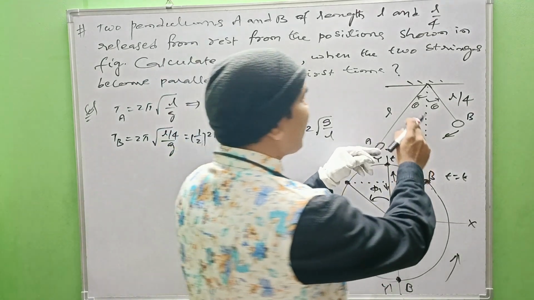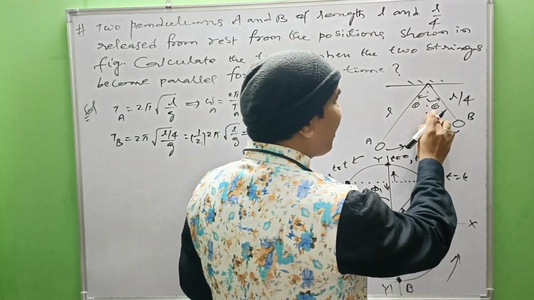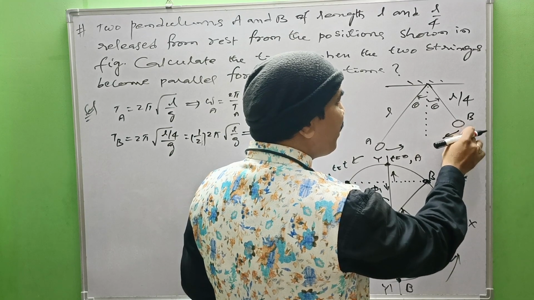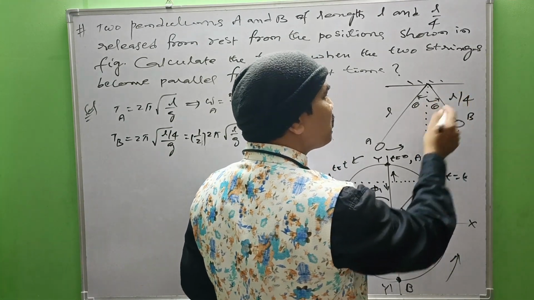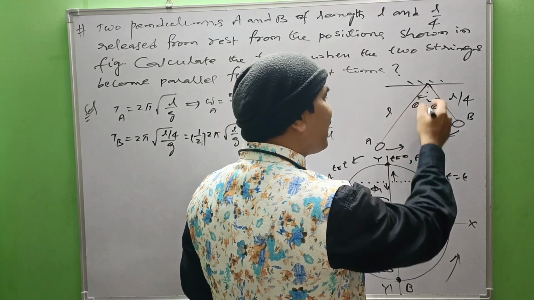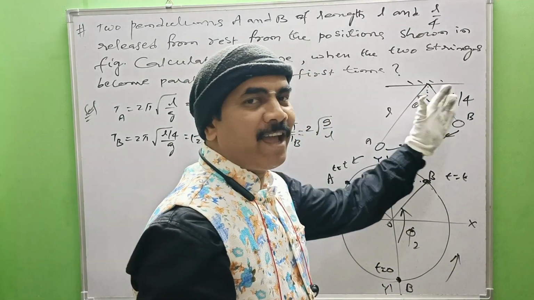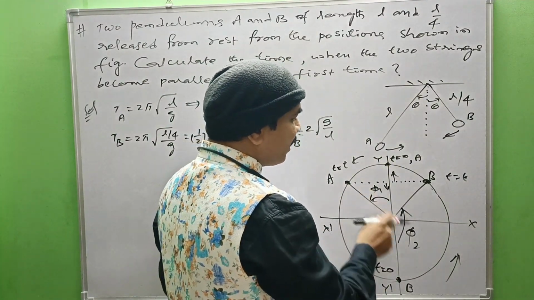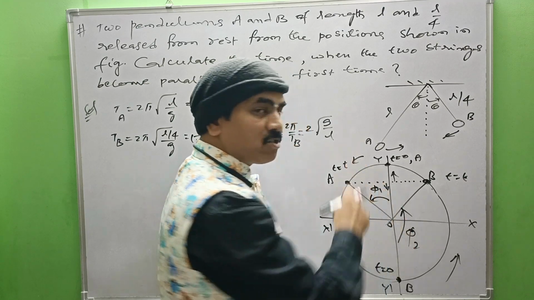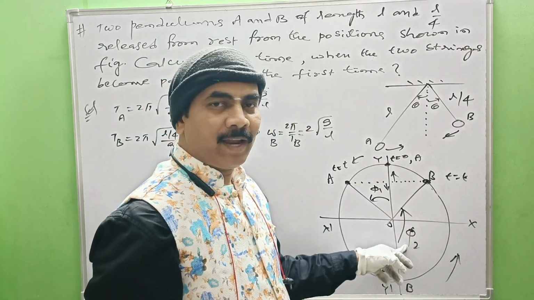Why? Because here also you can realize that. This is the vertical. With respect to the vertical, the angle made by string B is anti-clockwise. But the angle made by A with the same vertical is clockwise. So they have different senses of angle. Likewise, they have different senses of phase acquired also. If this is positive, this will be negative like that.